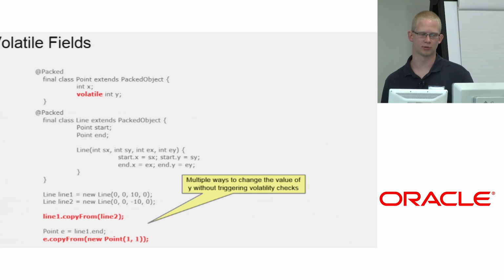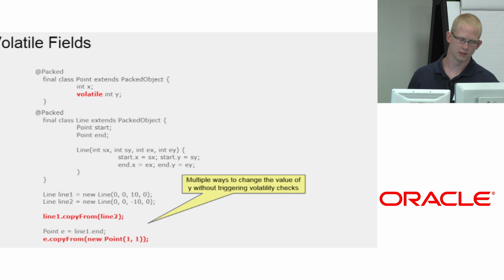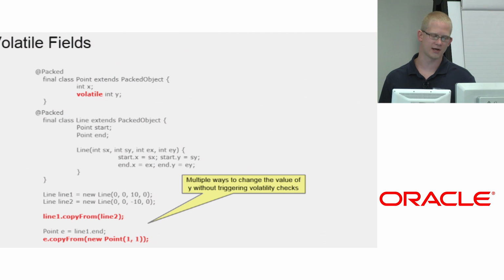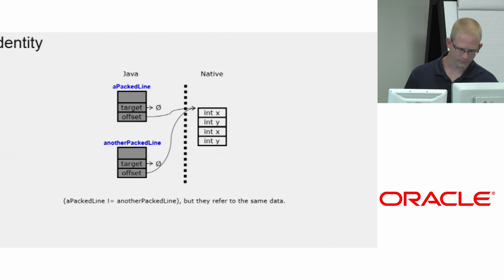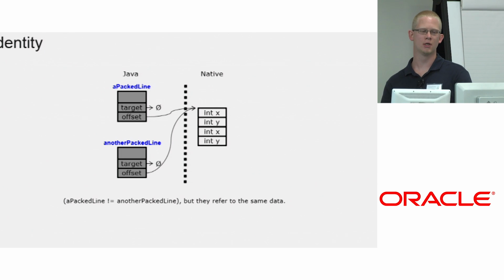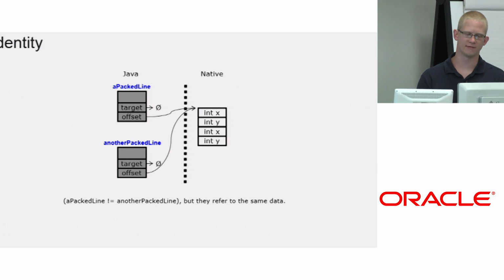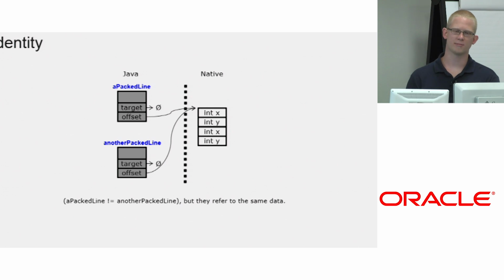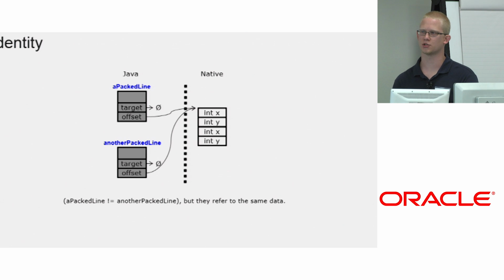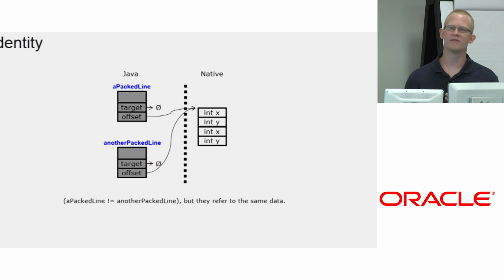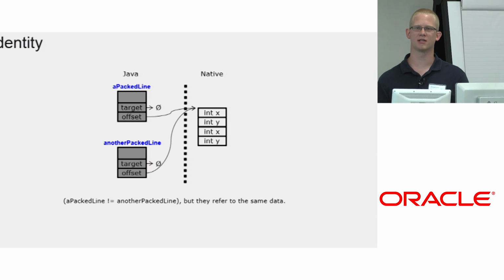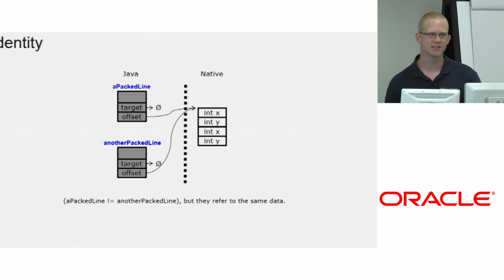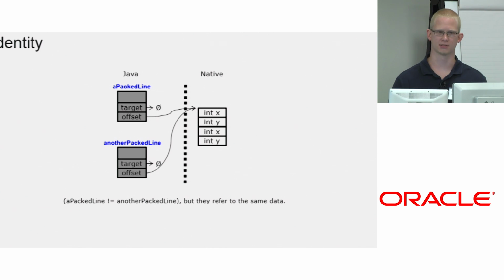Volatile starts to run into similar problems. We have a copy from API, and it's easy to change the values of x or y without triggering the volatility checks. Identity, right? I've got two packed lines that point to the same native data. They're not equals equals, but the data is the same. What does that mean for people? How do users make decisions about this? What kind of invariants can you build into your system when your data can be changed by some other object? This is not the semantics that Java typically has.